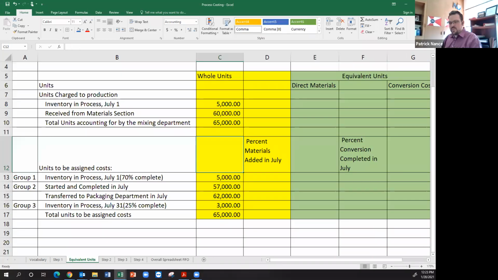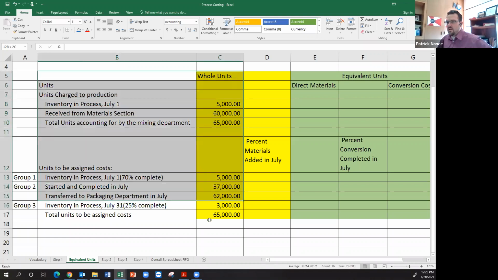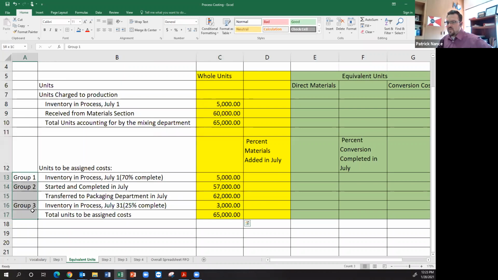Okay, so step 2 in my process for process costing is to find the equivalent units. So this is from step 1, our whole units and our units to be assigned cost. And we have our groups down here, group 1, 2, and 3. And now we've got to figure out the equivalent units.